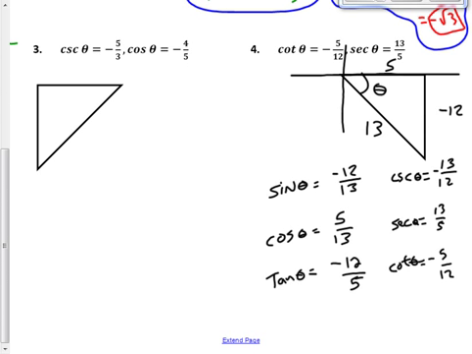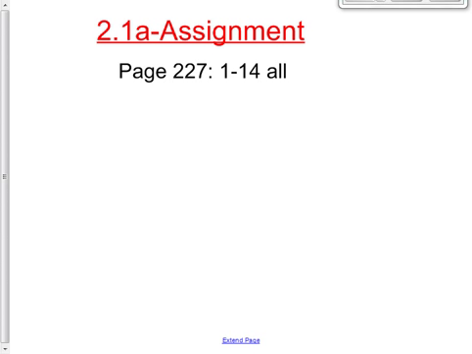Okay, take some time, go through this video, look back, make sure that you understand where the triangle is being drawn, which quadrant it's in, and then how these 6 trig functions happen. When you are looking at homework, this is where the questions for the quiz are going to come from. It's page 227, 1 through 14, all in your book. The quiz is going to come directly from these questions.